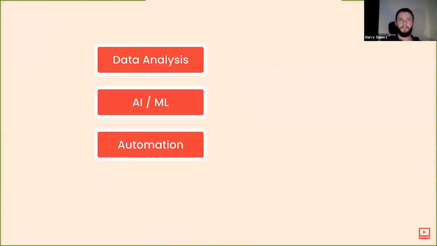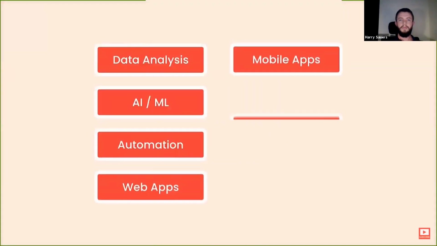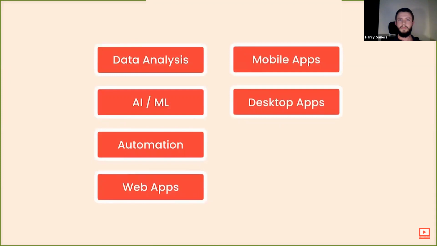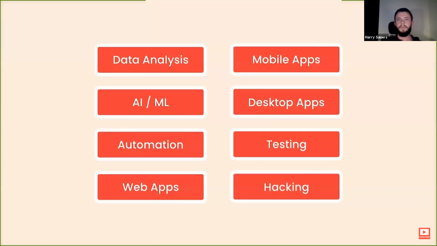You can also use Python to build web, mobile, and desktop applications, as well as software testing or even hacking. So Python is a multi-purpose language. Now, if you have some programming experience, you may say, but Mosh, we can do all this stuff with other programming languages. So what's the big deal about Python? Here are a few reasons.